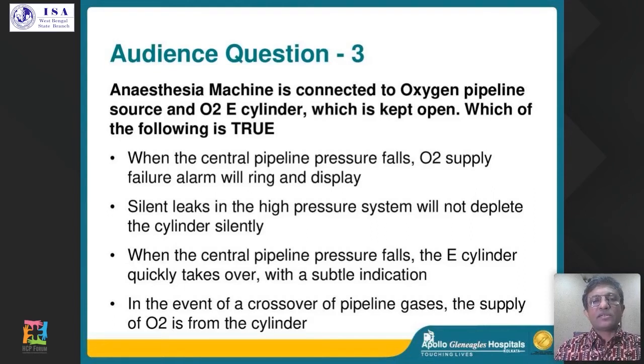When the central pipeline pressure falls, the O2 supply failure alarm will ring and display. Silent leaks in the high pressure system will not deplete the cylinder silently. When the central pipeline pressure falls, the E-cylinder quickly takes over with a subtle indication. In the event of a crossover of pipeline gases, the supply of O2 is then from the cylinder. So which of these four do you think is the correct option?